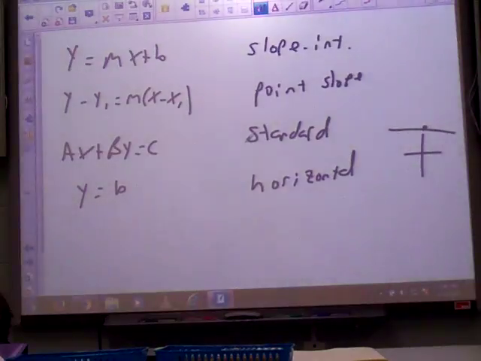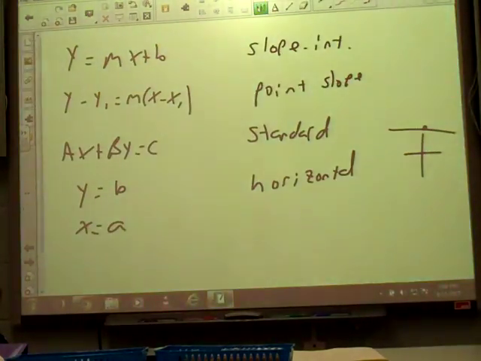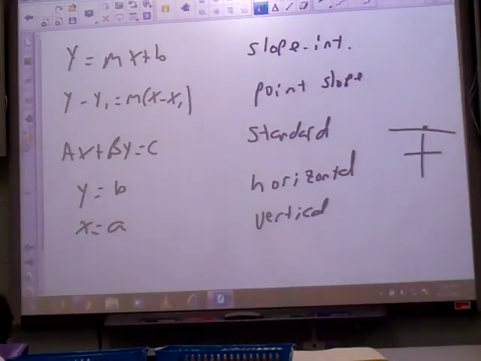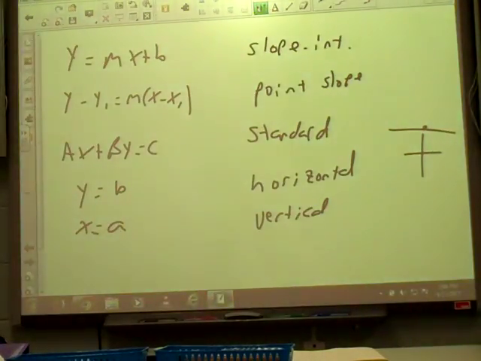All right, how about x equals a? What do we have on here? A vertical line. What is the a, any significance here? It's just where it crosses the x-axis. Very good, Aaron. Good job.